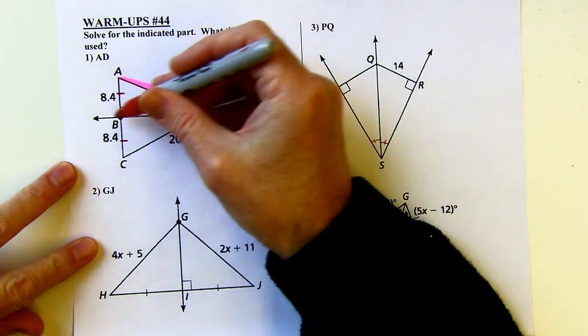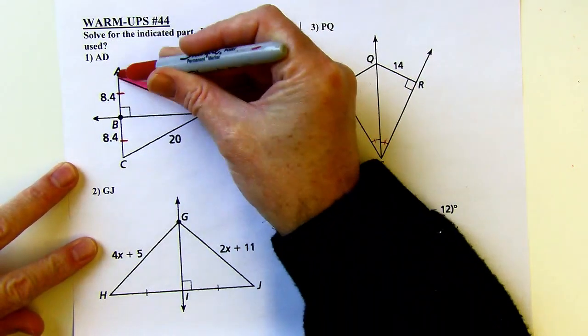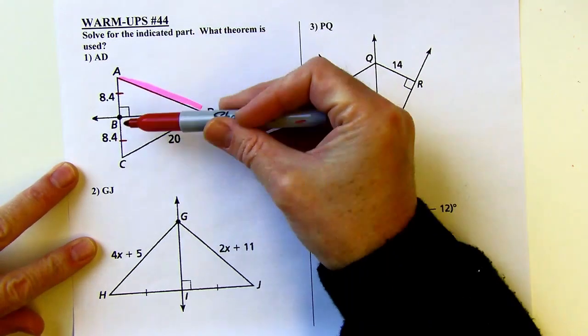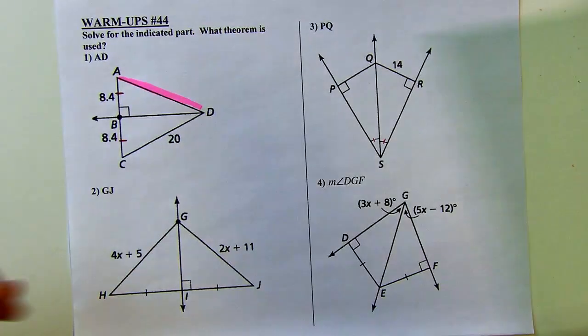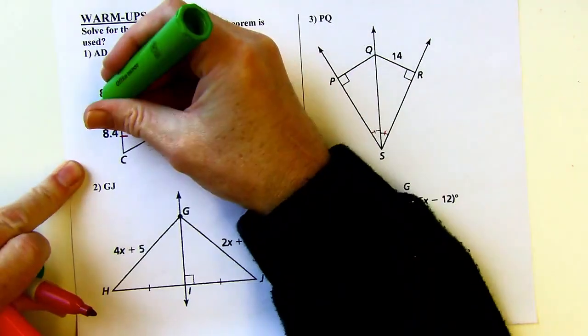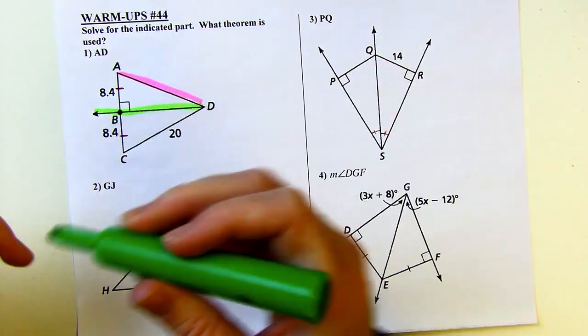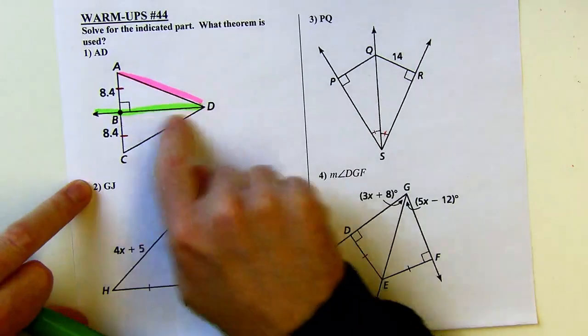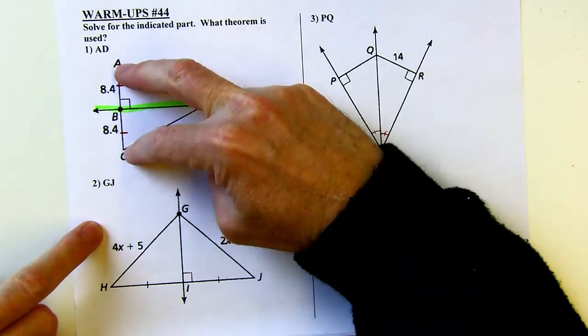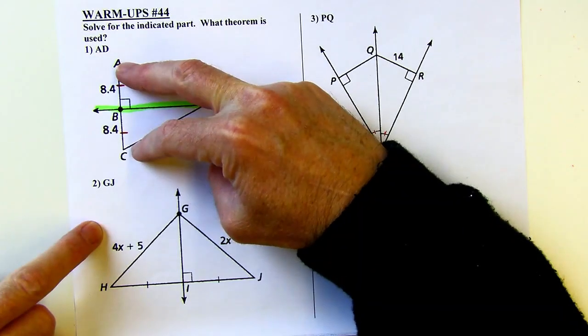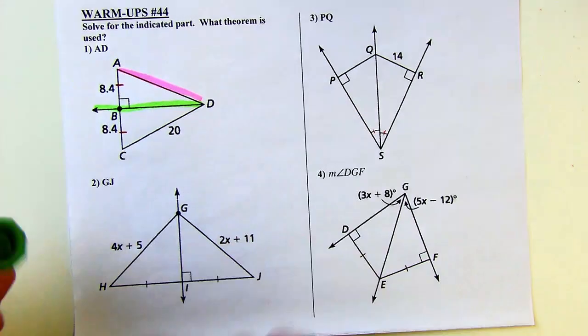And then also this line is perpendicular to this line. So this line here going through the middle, this ray actually, is the perpendicular bisector of this line. So that means that any point on this green line should be equidistant from points A and C. It should be the same distance from point A as it is from point C.